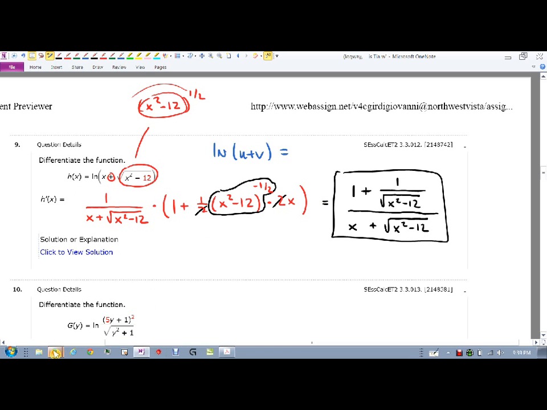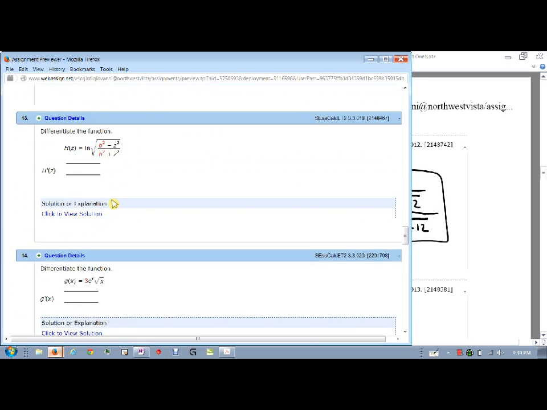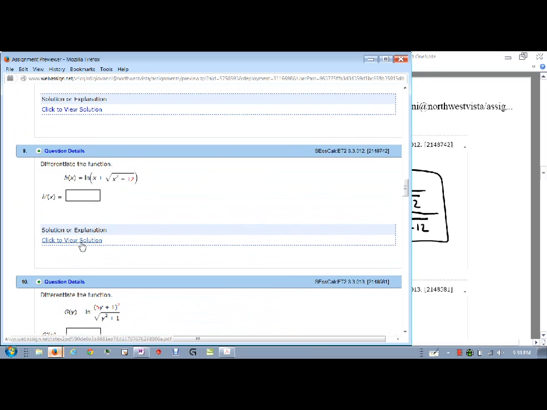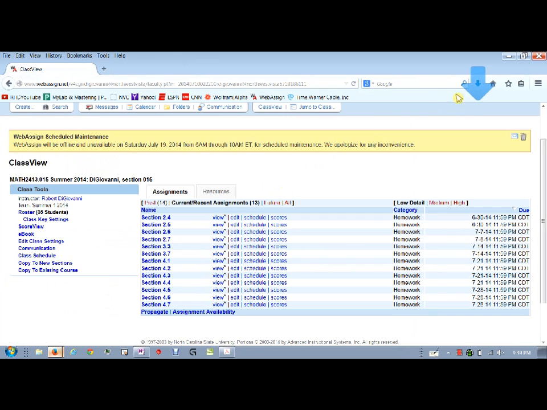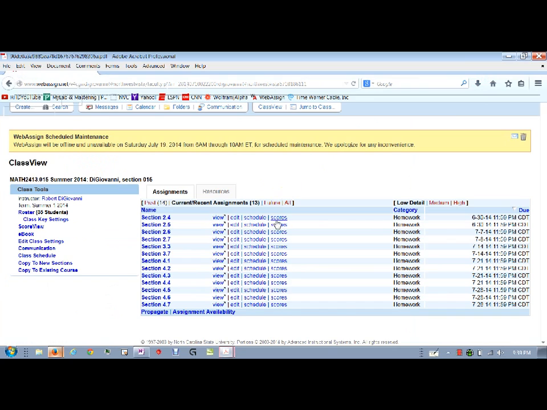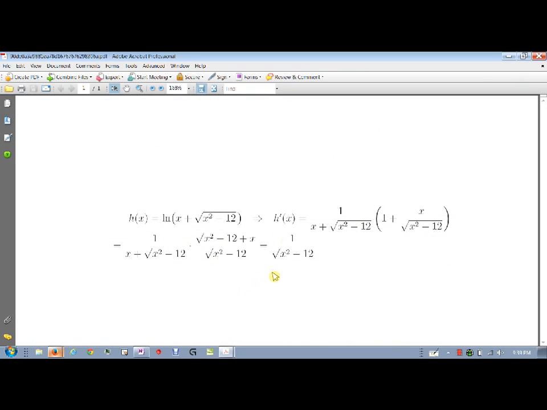Let's take a look at what they did for number 9 to get to the final answer. Okay, so this is where we were. This was on top of the other one. And then what they did is, let's see if I can tell what they did there.